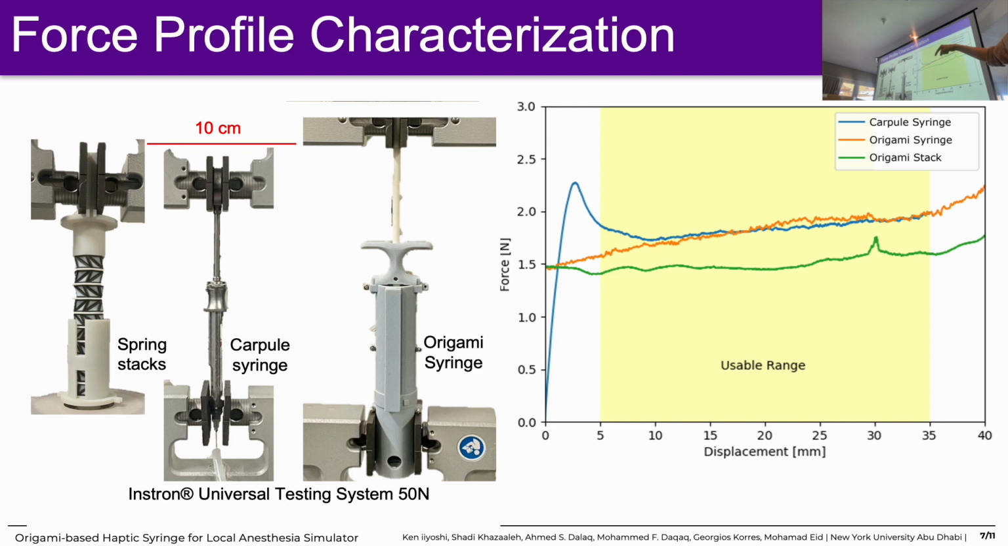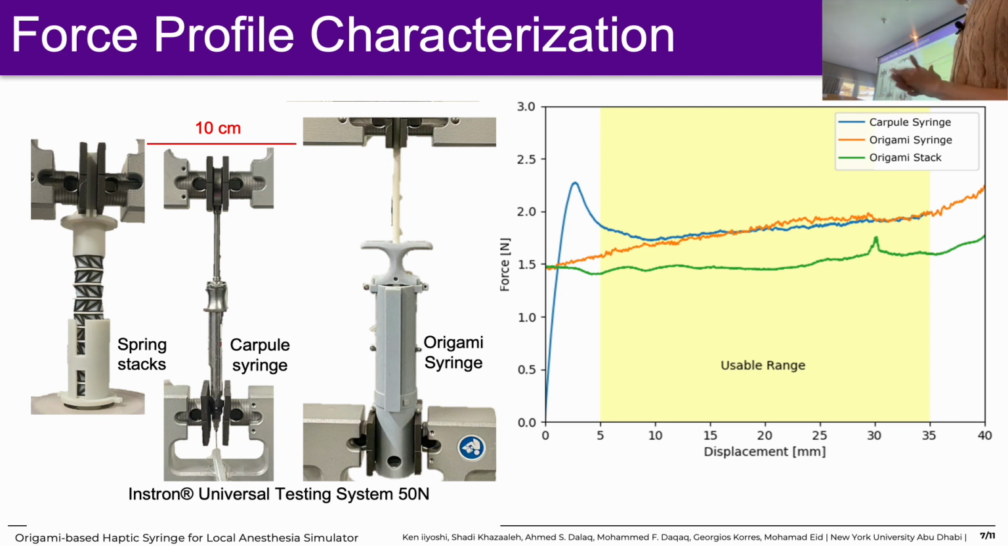The first spike corresponds to the rubber part of the canister. When you first plunge, you pierce through this rubber part in the syringe, so that's outside of the actual anesthetic injection, and we omitted that. The usable range is the yellow highlighted region, which corresponds to around 30 millimeters of linear space.